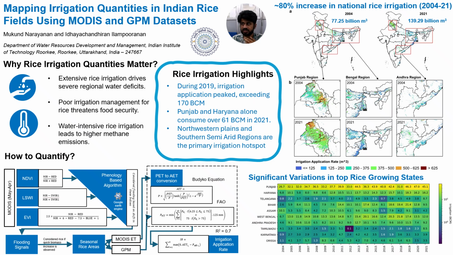So in general, what we saw at the national level is that in 2019, the value nearly peaked to 170 BCM, which is supplying India with water for 3 years. And Punjab and Haryana alone in 2021 pretty much captured most of the water, which is over 40%. And the major concentration of irrigation took place in the northwestern plains as well as the southern semi-arid regions. So the general thing is quantifying such areas might help policymakers to make decisions on where to reduce and improve irrigation efficiency.